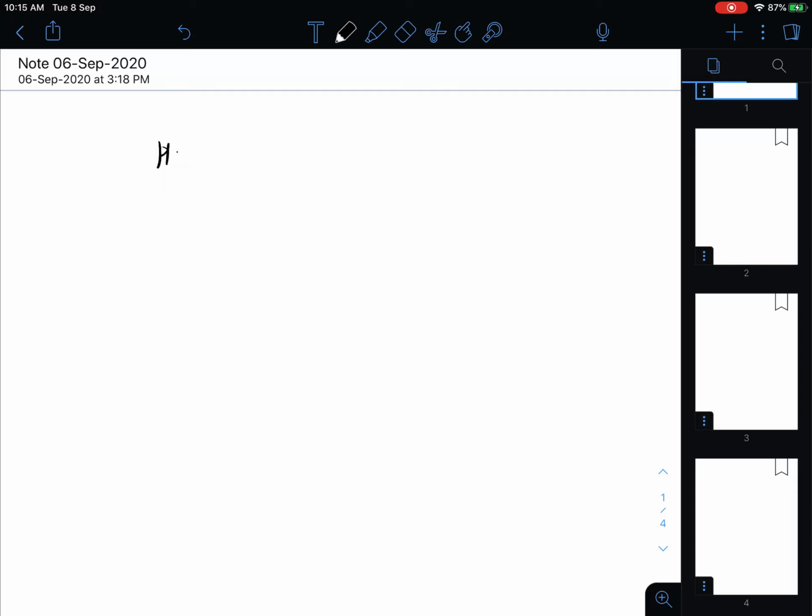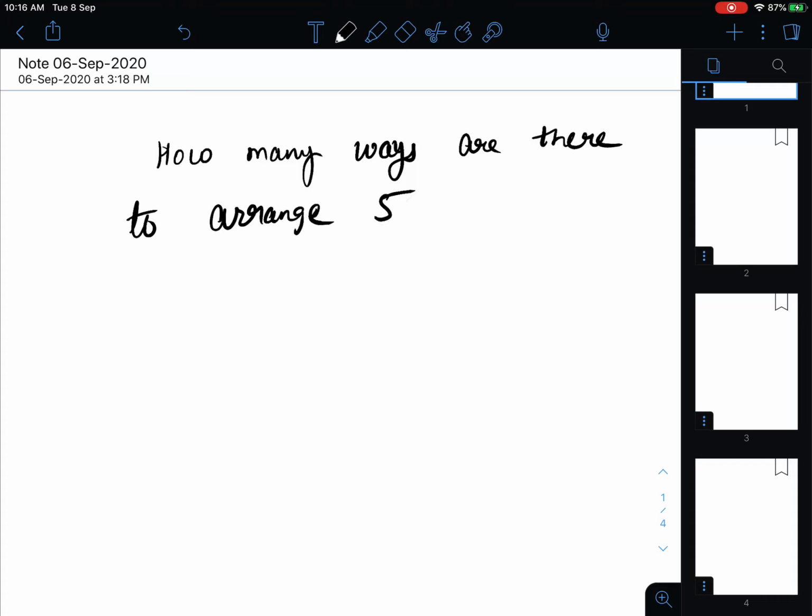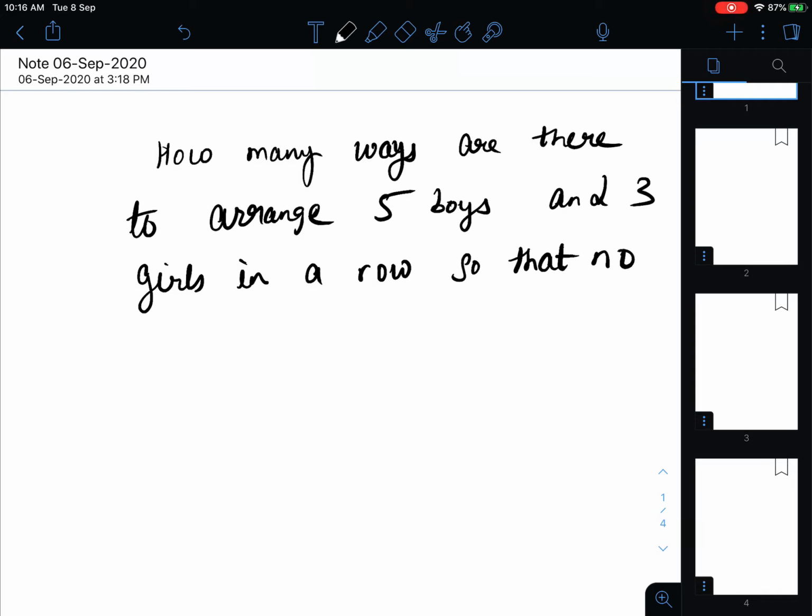Let's say, how many ways are there to, let's say, arrange 5 boys and 3 girls in a row, and you can add additional conditions such as so that no 2 girls are adjacent.